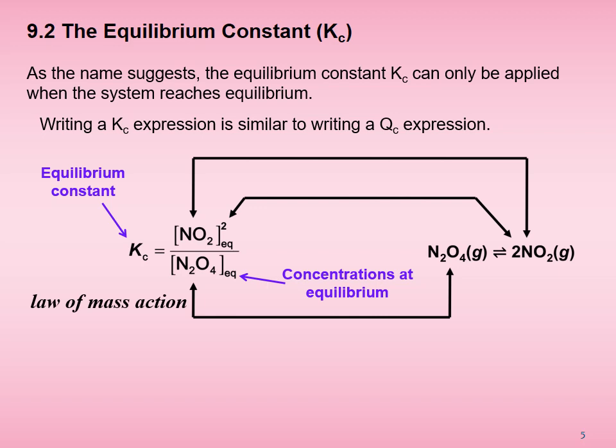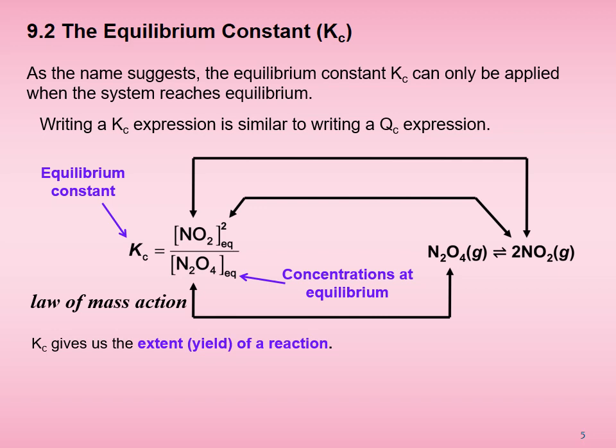This is the law of mass action. That is, for a reversible reaction at equilibrium and a constant temperature, the reaction quotient Qc has a constant value Kc, the equilibrium constant. How do we make sense of Kc? Well, its magnitude reveals the extent or yield of a reaction.